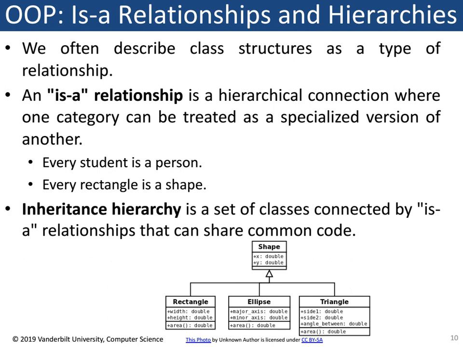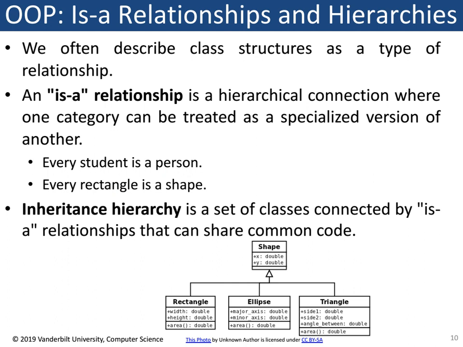So when we talk about these inheritance structures, we usually refer to them as relationships. Specifically, there are two types of relationships that we wind up talking about a lot. One is referred to as the is-a relationship. So a student is a person. It's a hierarchical connection where one category, student, can be treated as a specialized version of another, which is person. So student is the specialized version of a person. Rectangle is a specialized version of a shape.